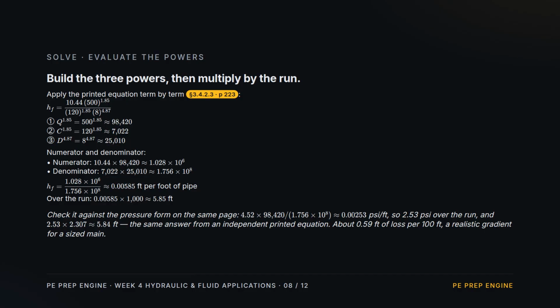Divide: 0.00585 feet per foot of pipe. Times the 1,000-foot run, 5.85 feet of head loss.